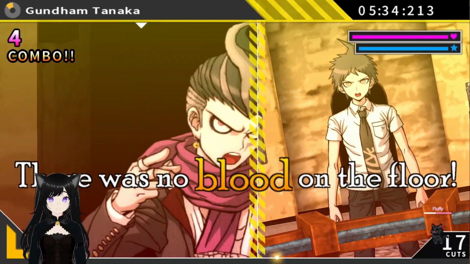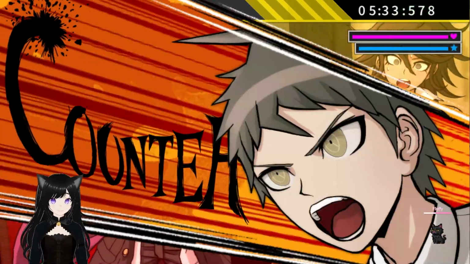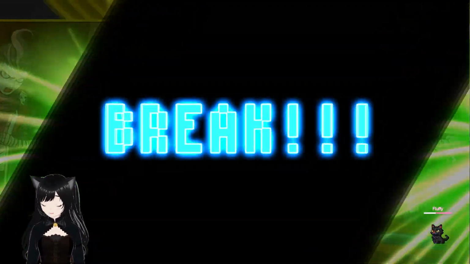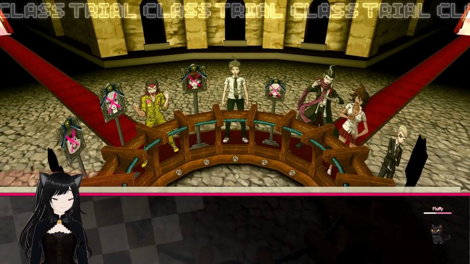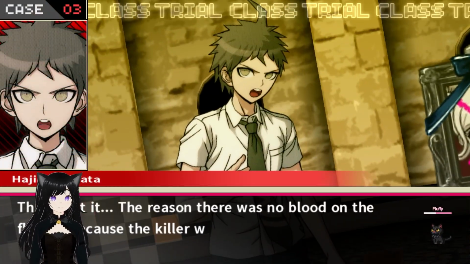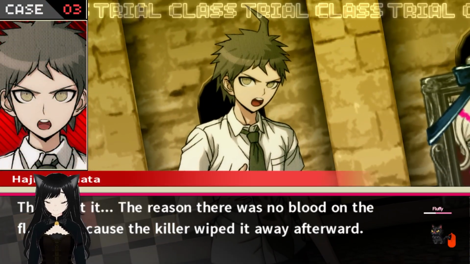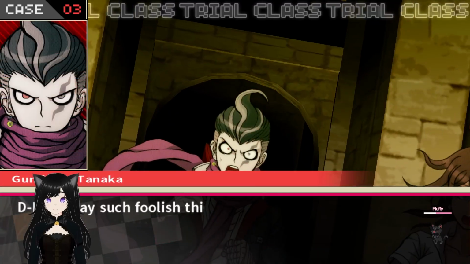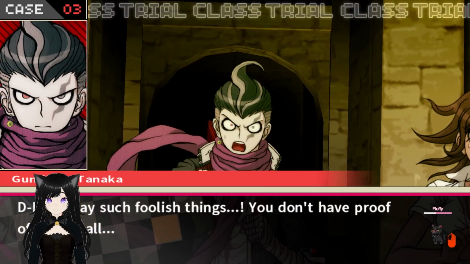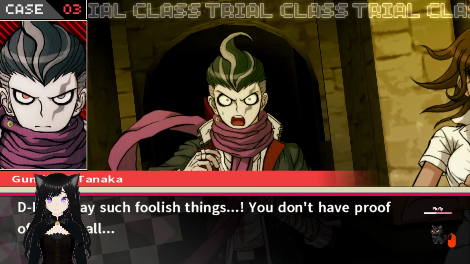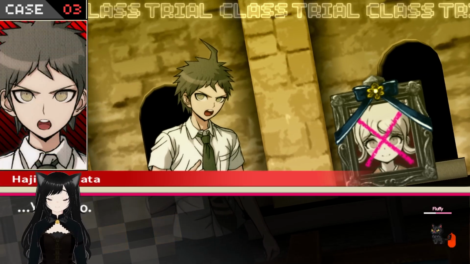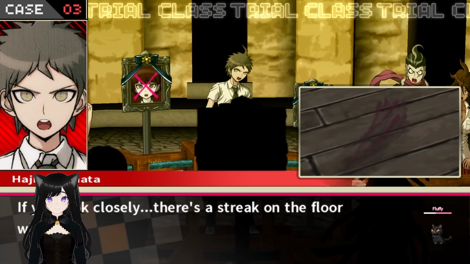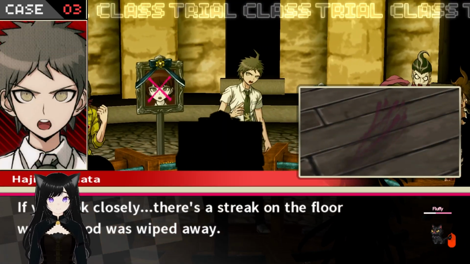There was no blood on the floor. Yes, there was. Allow me to cut through those words. There definitely was blood on the floor. 100%. The reason there was no blood on the floor is because the killer wiped it away afterward. Mm-hmm. Don't say such foolish things. You don't have proof of that at all. Yeah, we do. Yes, I do. Exactly. If you look closely, there's a streak on the floor where blood was wiped away.